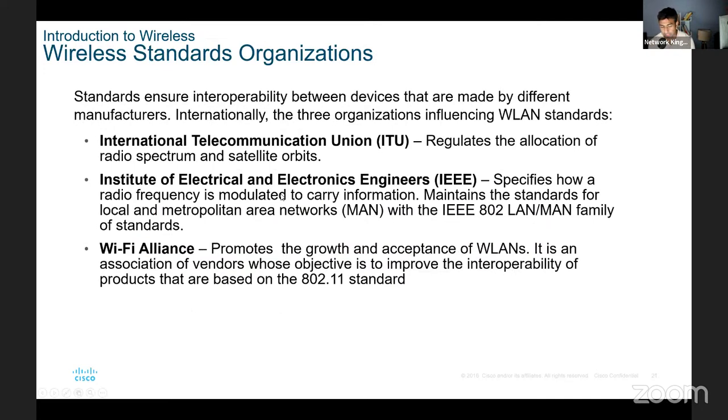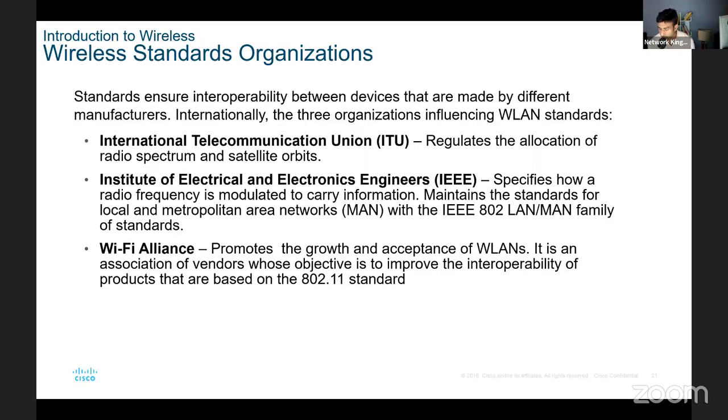All these wireless standards are operated by three big organizations. First is, who makes Wi-Fi? ITU. What is quad band? Quad band means four bands: 2.4 gigahertz, 5 gigahertz, 6 gigahertz, 7 gigahertz. It works on four different bands. That's why it is called quad band. Quad means four. So the International Telecommunication Union.